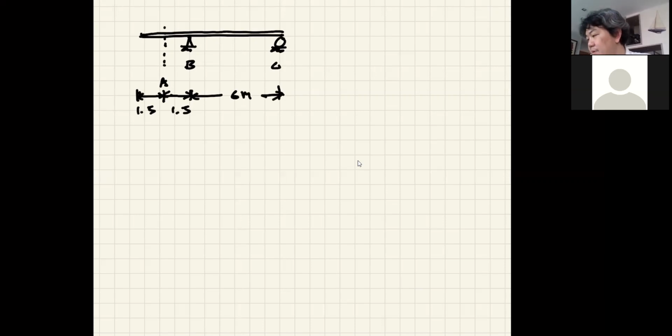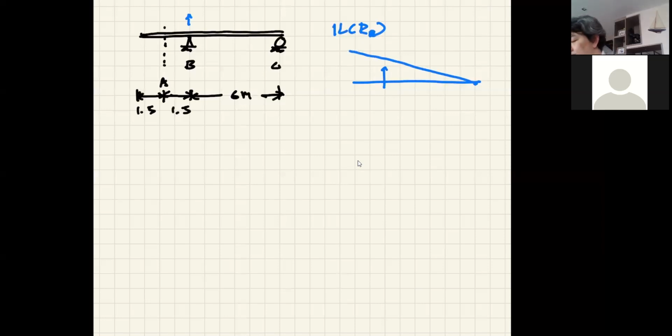Okay, so whatever you want to know on the structure, you just allow it to go free. So let's say if you want to know RB, for example, the influence line of RB, you just allow RB to go free, right? So your RB can go up. RB can push the beam up, so your beam will move up like this. All right, and therefore that becomes the shape of the influence line of RB.